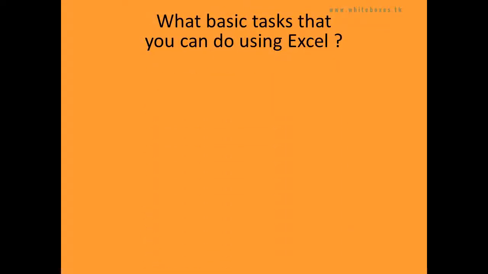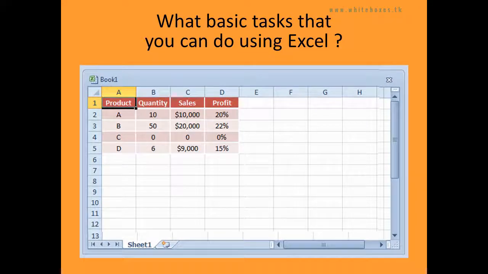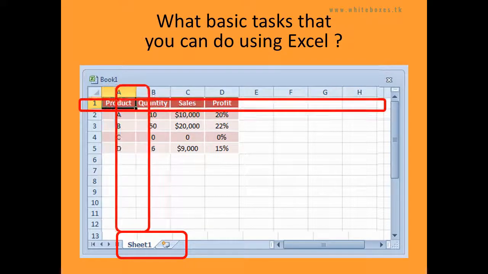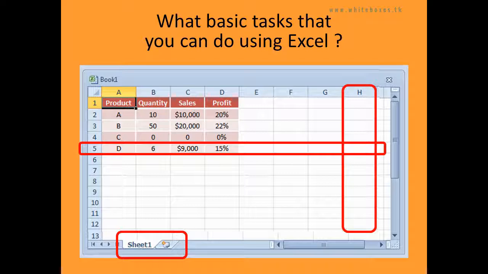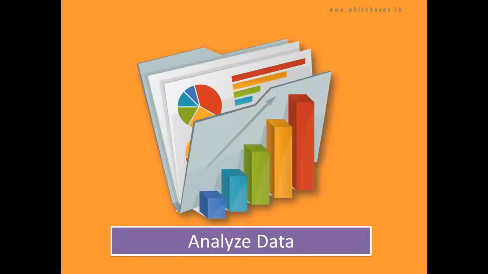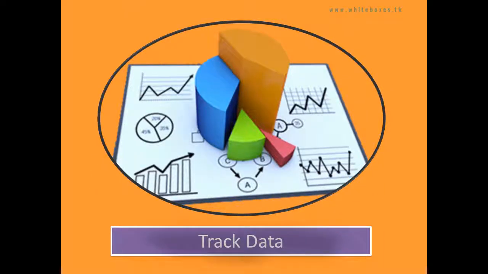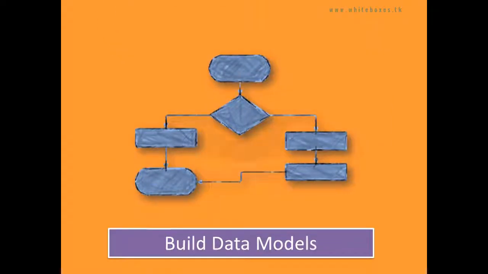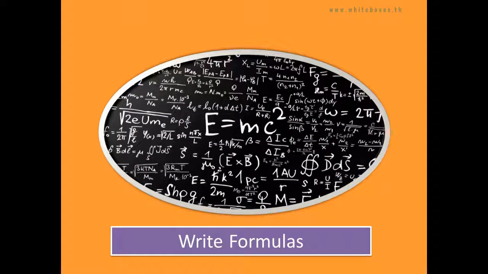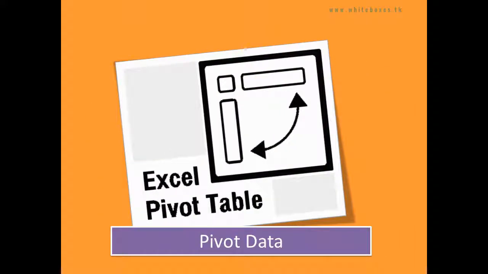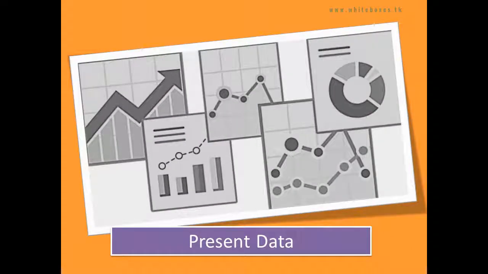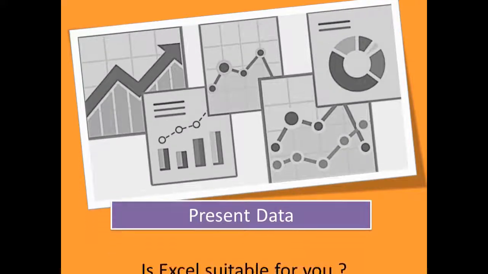What basic tasks can you do using Excel? You can use Excel to create and format workbooks, or collections of spreadsheets. A spreadsheet is used to organize your data into rows and columns and to perform mathematical calculations. This will help you to analyze data and make more informed business decisions. Specifically, you can use Excel to track data, build models for analyzing data, write formulas to perform calculations on that data, pivot the data in numerous ways, and present data in a variety of professional-looking charts.